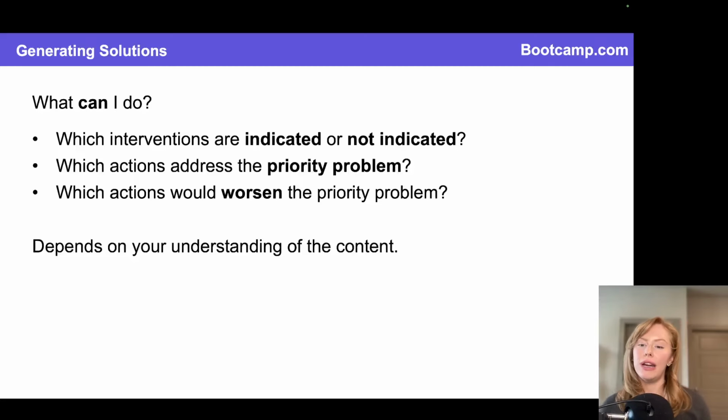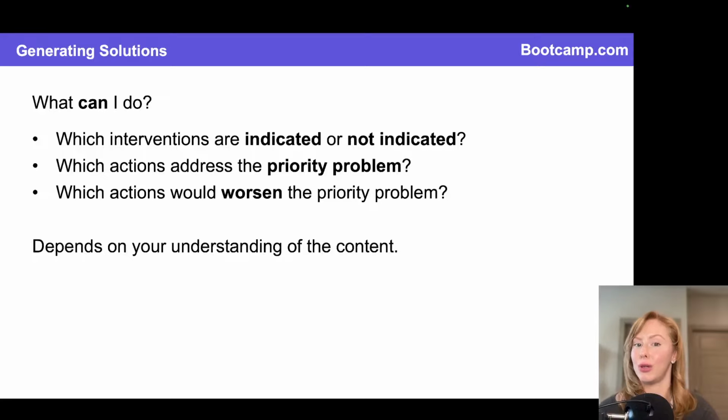And so I want to point out here that this depends on your understanding of the content, because the same symptom we could treat two different ways if it's from two different disease processes. So how would you guys treat shortness of breath from pneumonia? What medication would you give? So to treat any sort of infection, we would need to give antibiotics, right? Versus shortness of breath from a pulmonary embolism. What medication would you give for that?